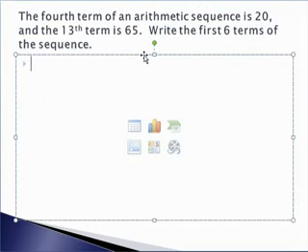Let me see if I can get rid of that. Can I just delete that out of there? Because that's annoying.